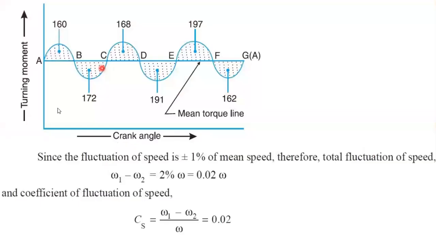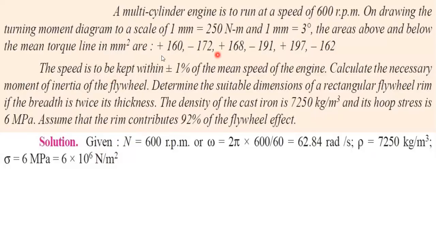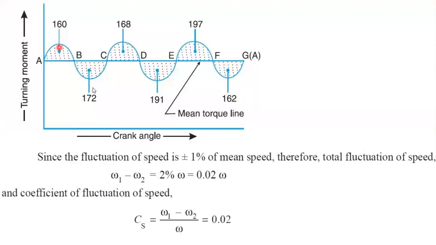So now we will be plotting the diagram. Plotting the diagram is very easy because they have given the areas. So first is plus 160, 172 is minus. Likewise, we can easily plot the diagram. And they have given the fluctuation. With this, we can easily calculate the coefficient of fluctuation of speed, which is nothing but omega 1 minus omega 2 divided by omega, equal to 0.02. So Cs value is 0.02, which is nothing but coefficient of fluctuation of speed.